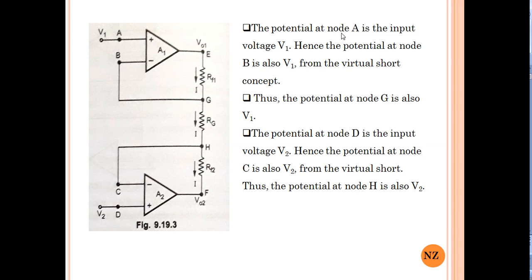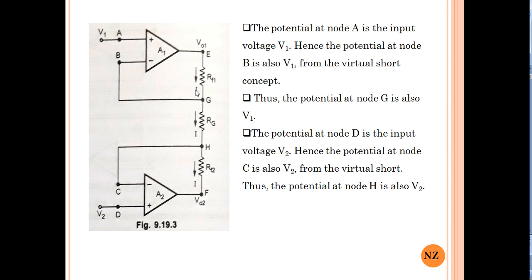So the potential at node A, this is node A, is the input voltage V1. Hence the potential at node B is also V1, because of the virtual short concept: the potential at node A will be equal to the potential at node B. Similarly, at node D we have the input voltage V2. So at node C also we have the same input voltage V2, again by the virtual short concept. Let us now see the output of these 2 amplifiers.